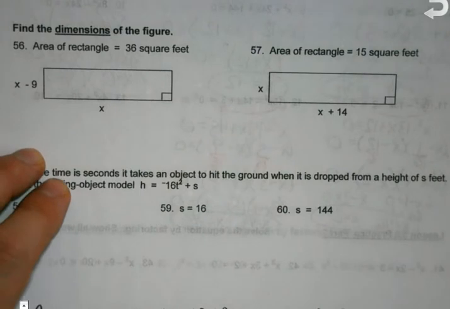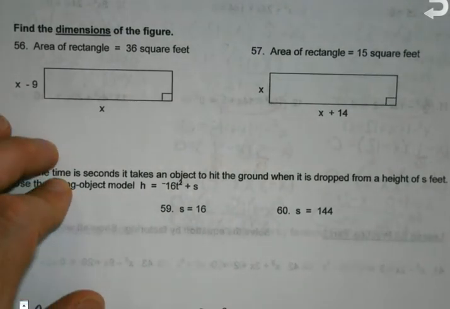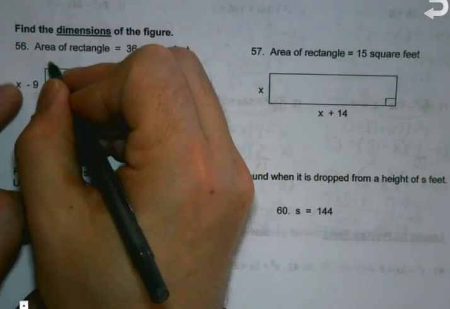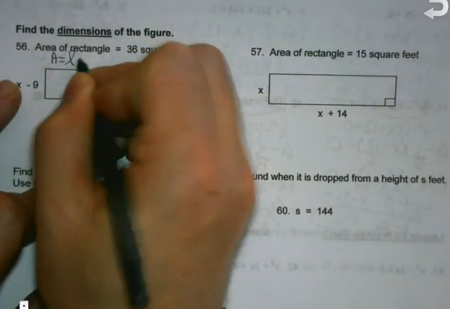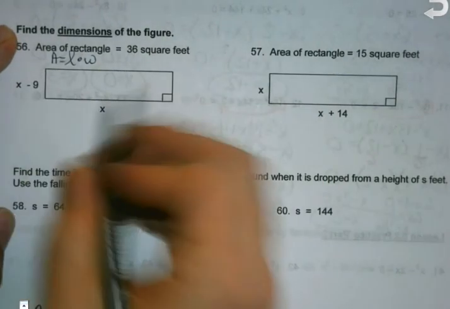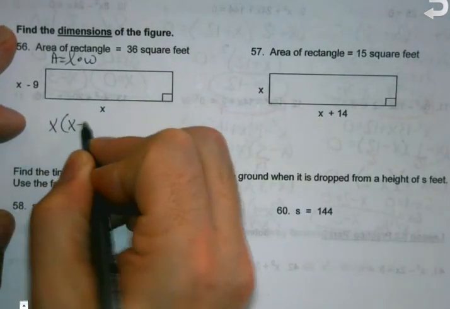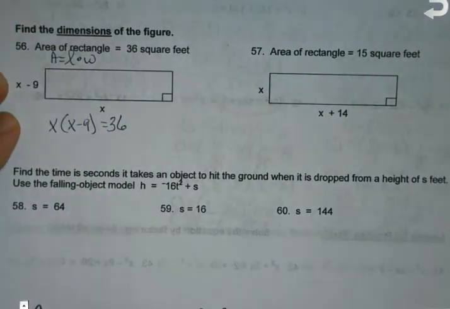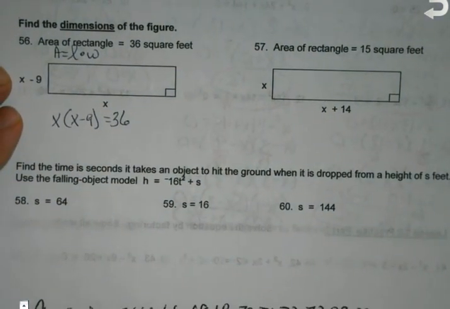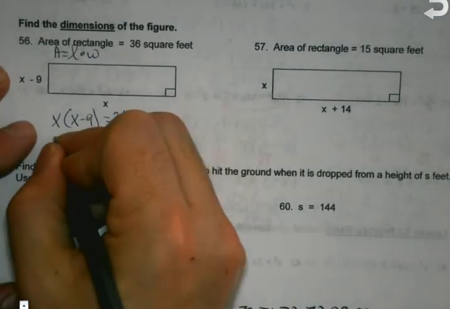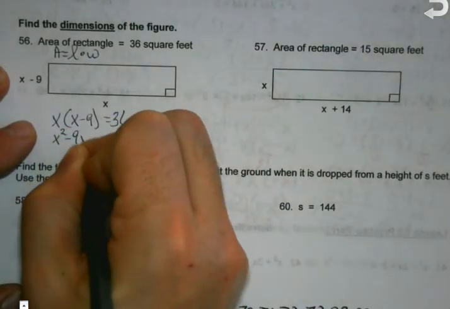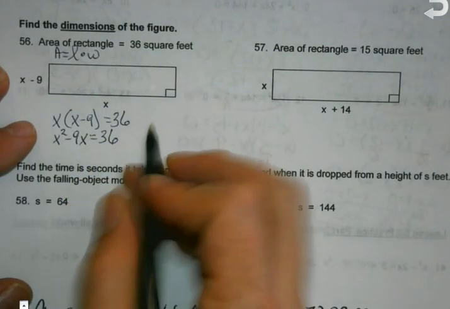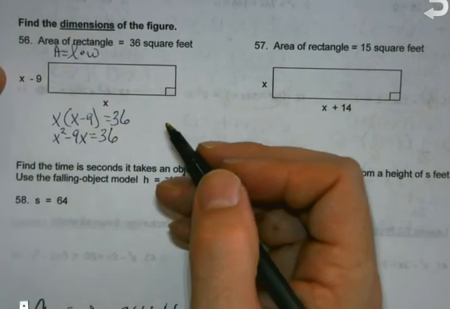The area of a rectangle is 36 square feet, and they give us these variable values for the length and the width. How do you find the area of a rectangle? Length times width. Okay, so I have my length and my width, so my length times width equals the area. I'm going to need to distribute this out. And I'm also going to need to bring the 36 over, because I want this to equal 0, so I can actually solve it.